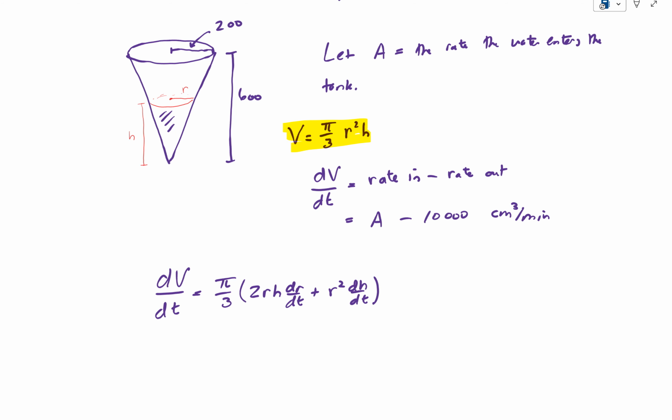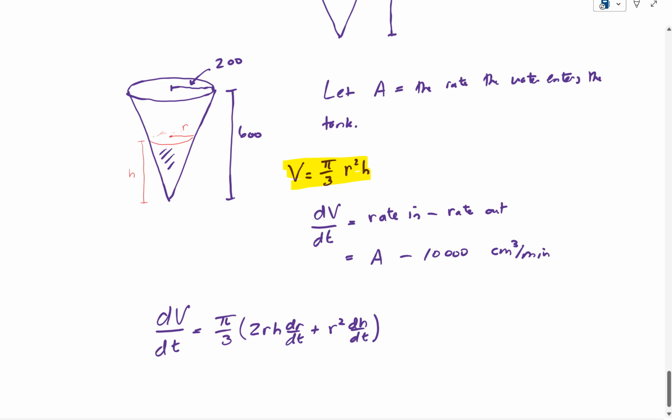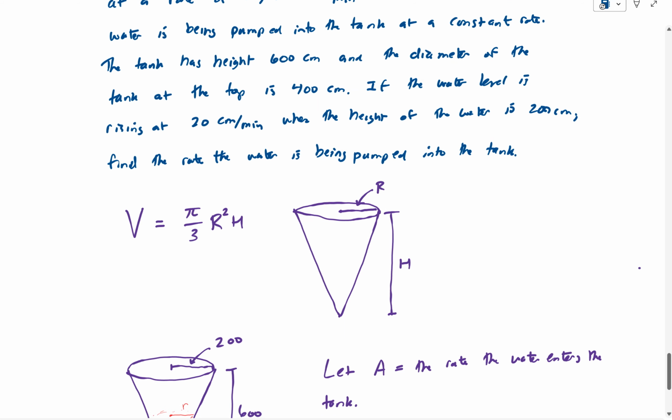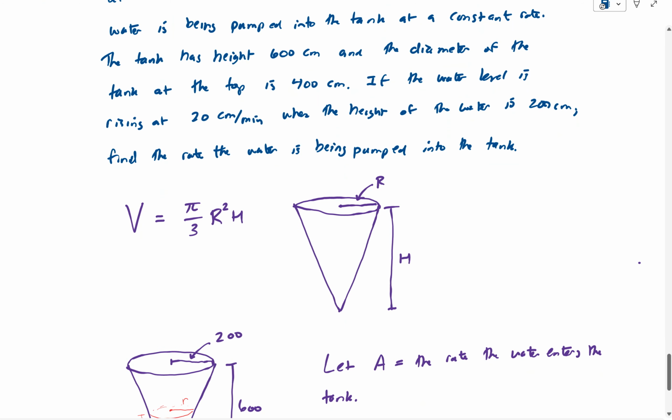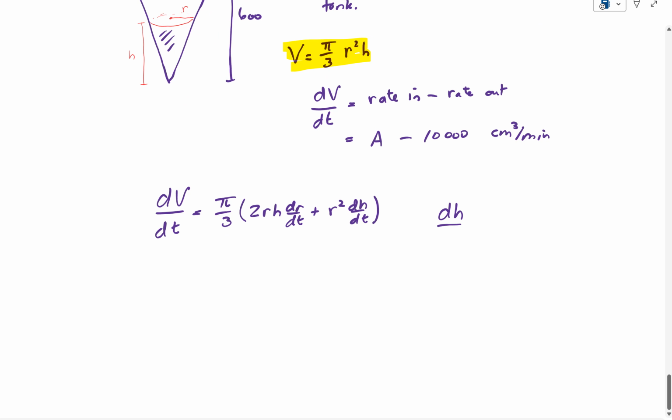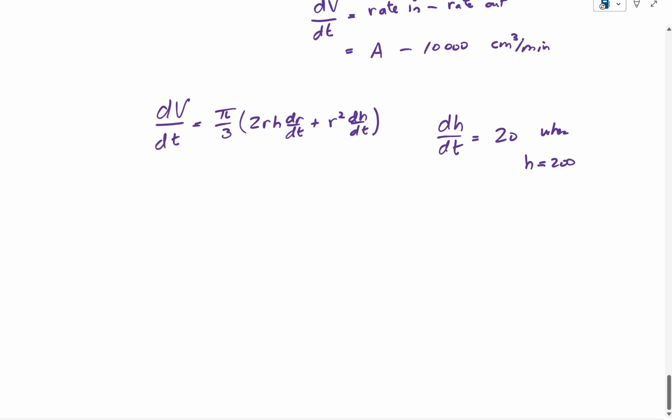Okay, so now we have to figure out these values here. So which ones do I know? Well, we're given that the water level is rising at 20 centimeters per minute when the height is 200, so I know that dh dt is given by 20 when h is equal to 200. So I need to find dr dt, and I need to find r. So what I'm going to do is I'm going to look at this cone from the side here.